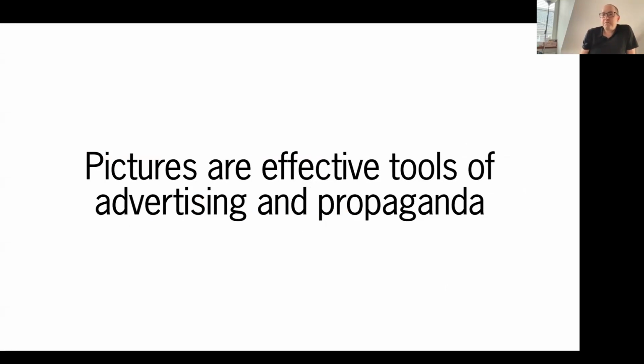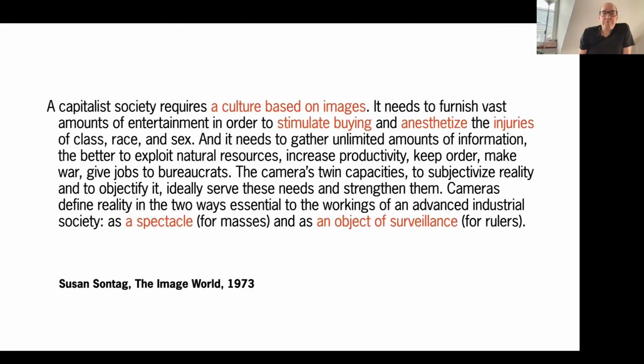From this, you can derive that pictures are very effective tools of advertising and of propaganda. And if you look into the history of the 20th century, how important pictures were and how they functioned in the 20th century, and even more so in our century, which is swamped with pictures, you can see where this originates. Of course, we get the ever grumpy Susan Sontag, who has her own way of phrasing that.